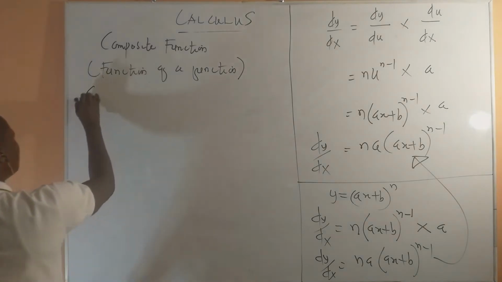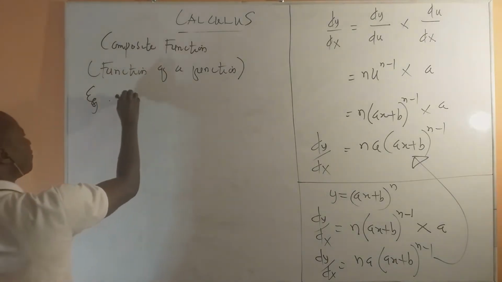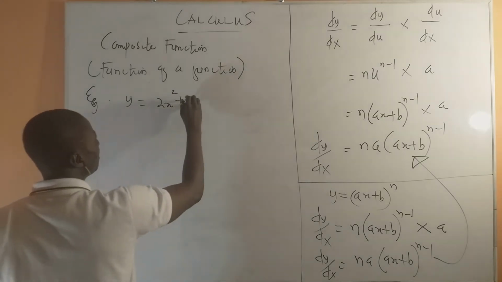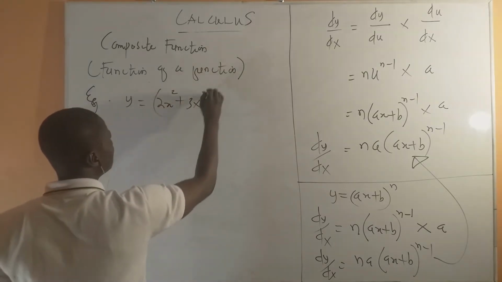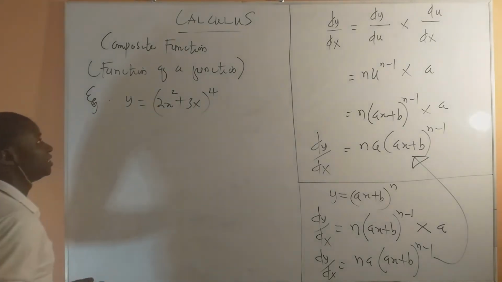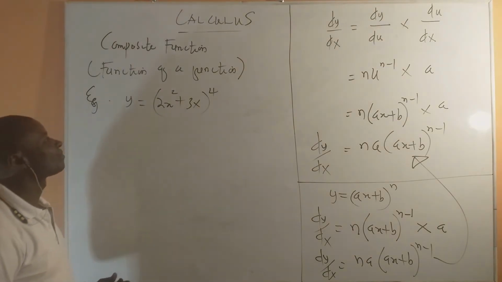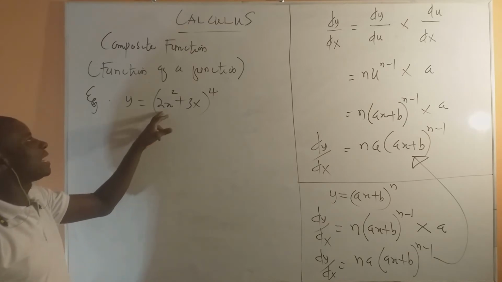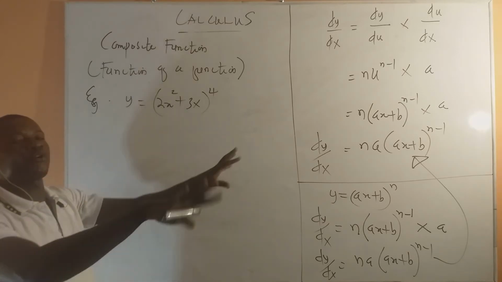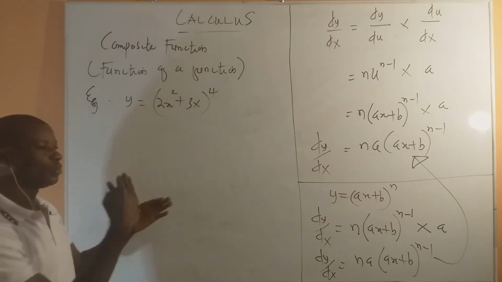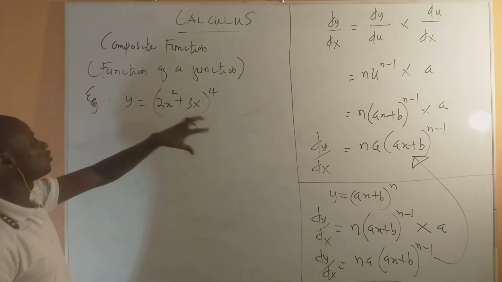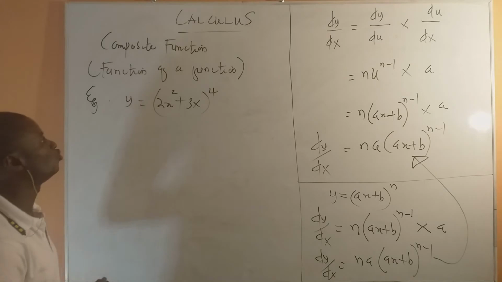So let's assume that we have y equals 2x squared plus 3x exponent 4. We have to differentiate. Do you see that this one, if you want to use the normal differentiation, then you need to expand, multiply 2x squared plus 3x by itself 4 times. When you are done, then you differentiate 10 by 10, but it is tedious. So this is function of a function. So we use the general rule to do that.